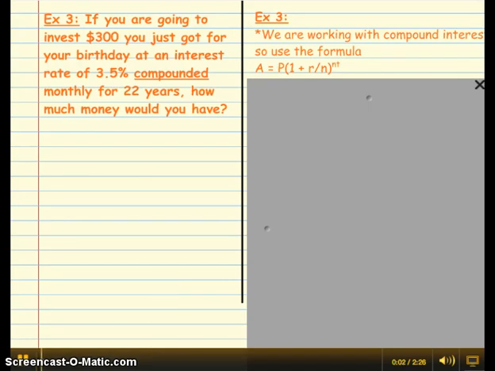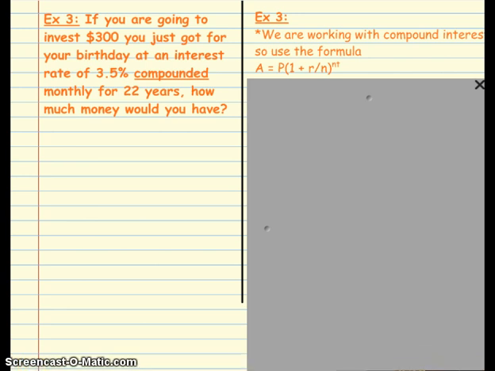Alright, example 3. If you are going to invest $300 that you just got for your birthday at an interest rate of 3.5%, compounded monthly for 22 years, how much money would you have? Well, in this particular problem we're working with compound interest, and it will always say compounded. So we're going to use the formula a equals p times the quantity of 1 plus r divided by n to the power of nt.